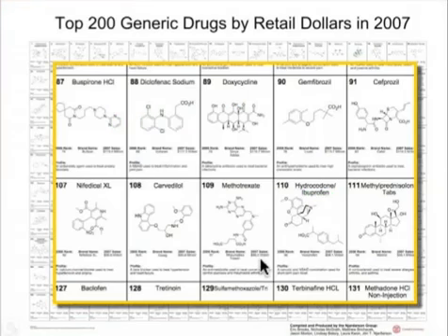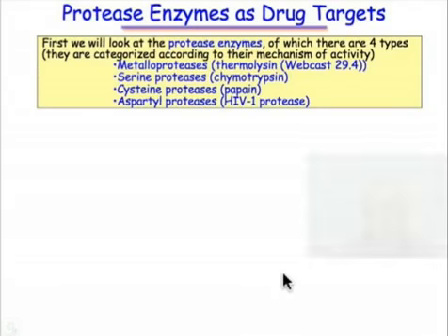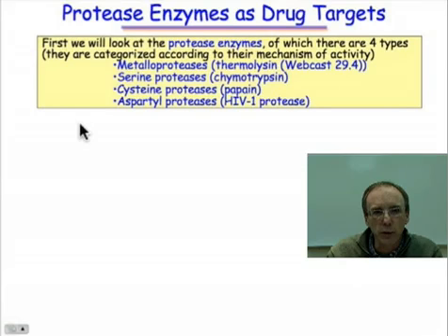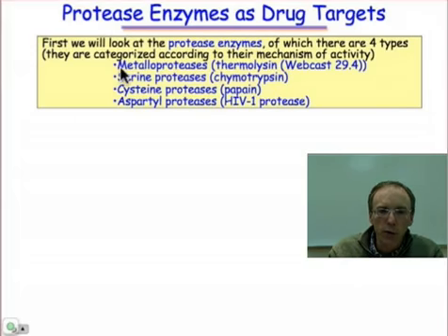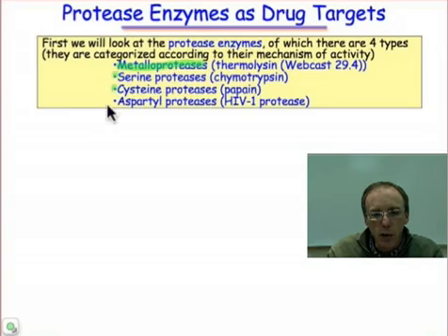So what's our first target? Well, it turns out that a class of enzymes known as protease enzymes are very useful as drug targets. We've already encountered one type of protease enzyme, that's the metalloprotease enzyme, but there are three others of interest. And so in the upcoming webcasts, we'll be taking a look at the serine proteases, we'll be looking at the cysteine proteases, and we'll have specific examples, sort of the prototype serine and cysteine proteases, chymotrypsin and papain. Then we'll be looking later on at the aspartyl proteases, which are important for inhibiting and correcting the virus HIV-1.